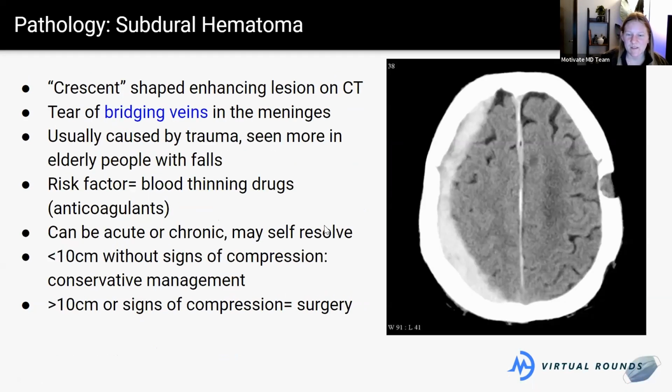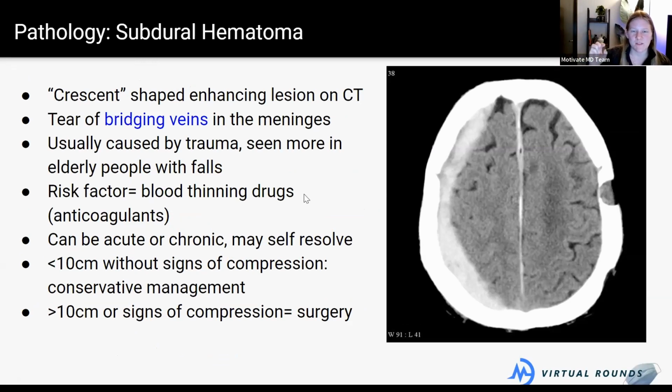Subdural hematoma is going to be one step underneath the layer of that dura mater. So instead of having it be pressing up right against the skull, the dura mater is going to be next to the skull where it's supposed to be, but then the bleed goes underneath it and over top the arachnoid matter. So we have a characteristic crescent shaped enhancing lesion on CT. You kind of see it looks like a crescent moon here a little bit. And the cause of this is going to be a tear of the bridging veins in the meninges. So remember, the first one was middle meningeal. The second one is bridging veins.